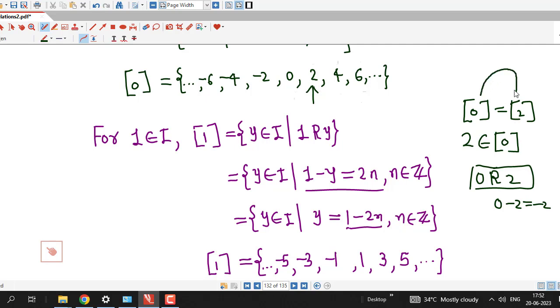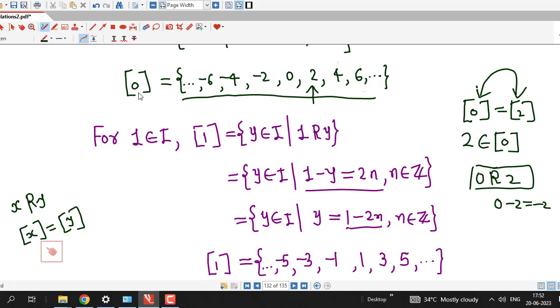Using the property of equivalence classes, we know that if two elements are related, then their equivalence classes are always equal. And we also know that all the elements in this equivalence class are nothing but those integers which are related to 0. Therefore, the equivalence classes generated by 2, 4, 6, minus 2, minus 4, minus 6 are all equal to the equivalence class generated by 0.